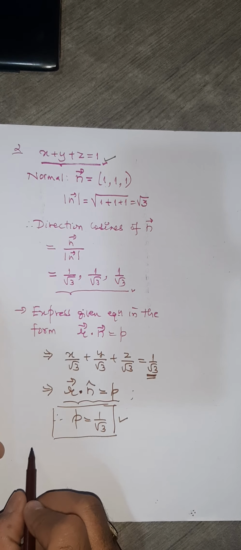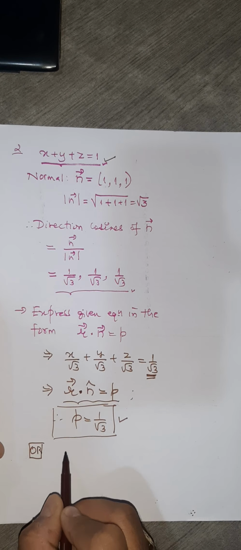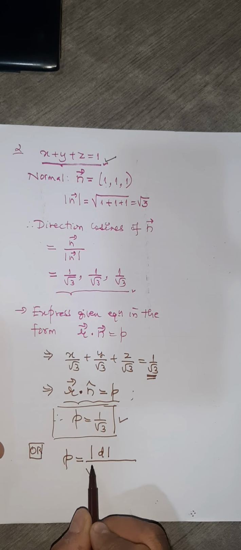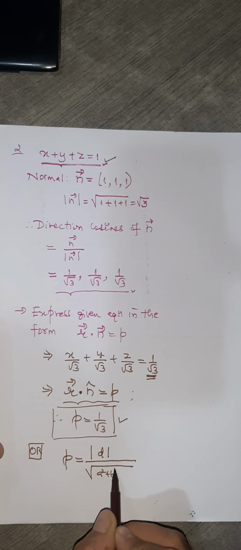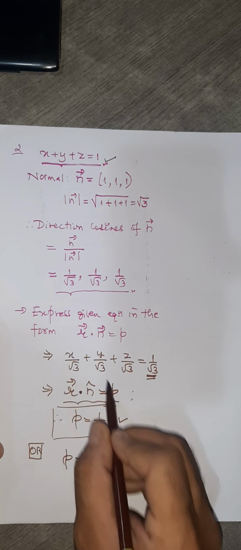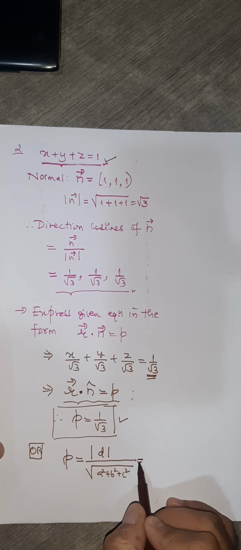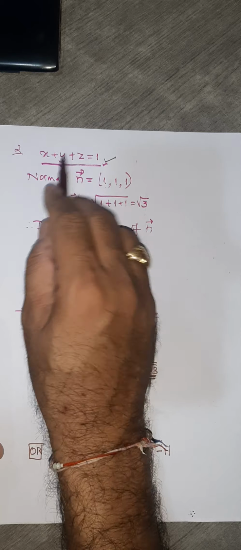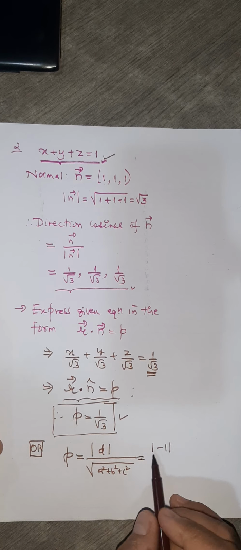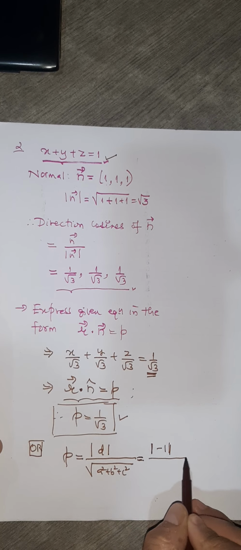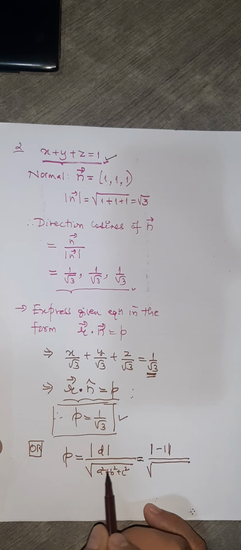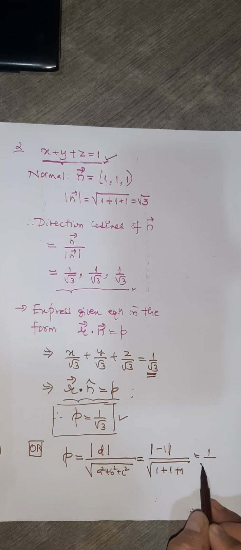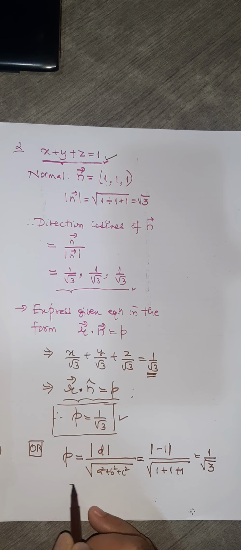Or again, I'm emphasizing, you can use this formula. Perpendicular distance p equals modulus of d upon root of a square plus b square plus c square. Choice is yours. Either you can do it this way or you can find it the other way. What's modulus of d? That's modulus of -1, taking 1 on the left hand side, just the constant, upon root of a square plus b square plus c square. That is 1 plus 1 plus 1. So in turn you are getting 1 by root 3.